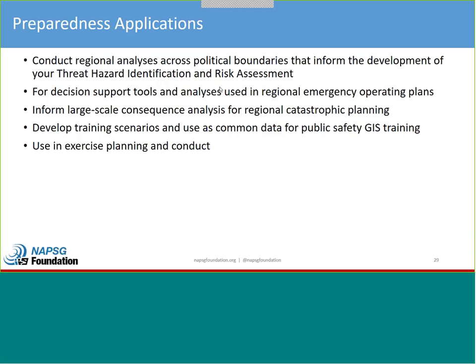Some of those areas are certainly the use of the data for regional analyses that inform the development of THIRAs, the Threat Hazard Identification and Risk Assessment. Or more generically, if at a local agency you're conducting a risk assessment that crosses political boundaries that you might not have the data you need for on a regional level, you can certainly look to see if that infrastructure data is available through HSIP, through HIFEL Open or HIFEL Secure.